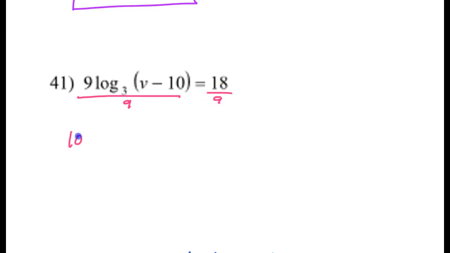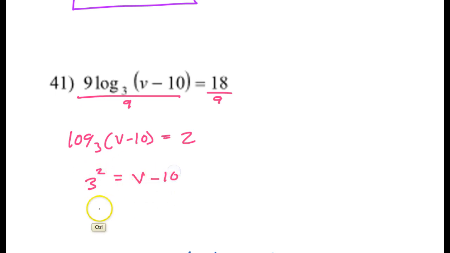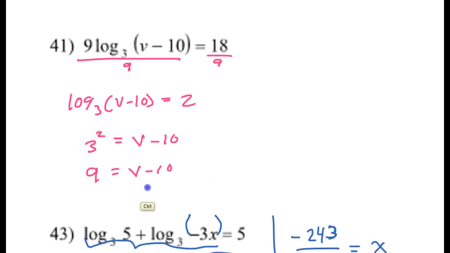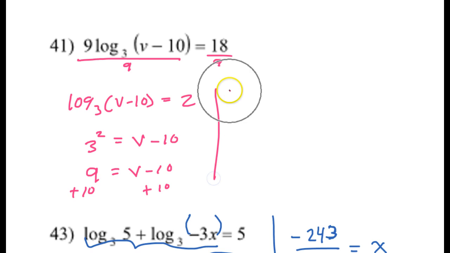So that would give me log base 3 of v minus 10 is equal to 2. Now when I write this in the other form, I get 3 squared equals v minus 10. That's 9 equals v minus 10. Adding 10 to both sides, that gives me v equals 19. If I substitute 19 minus 10, that's positive, so this is fine.